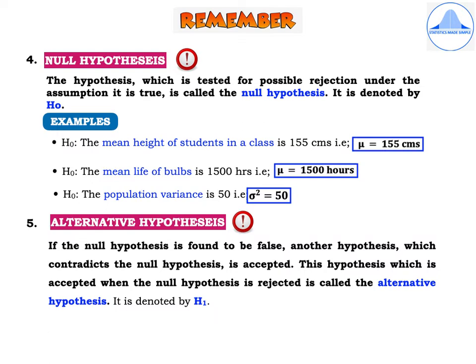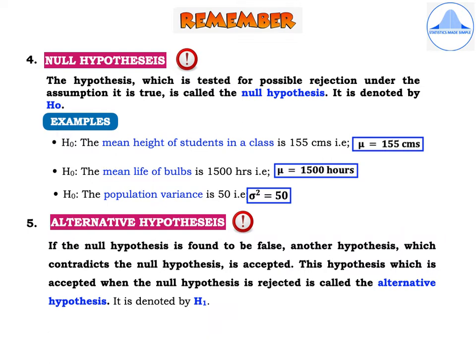For example, H naught denotes the mean height of students in a class is 155 centimeters. That means mu is equal to 155 centimeters. Similarly, H naught can be the mean life of bulbs is 1500 hours. That is mu is equal to 1500 hours. Third example, H naught is the population variance is 50. That is sigma square is equal to 50.